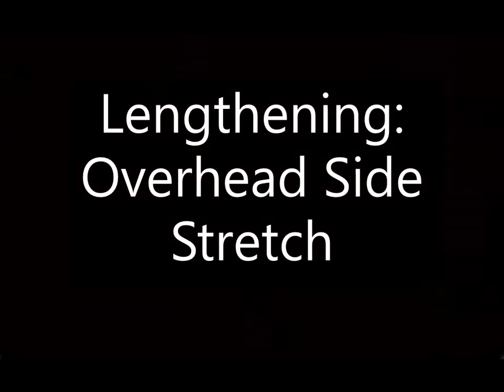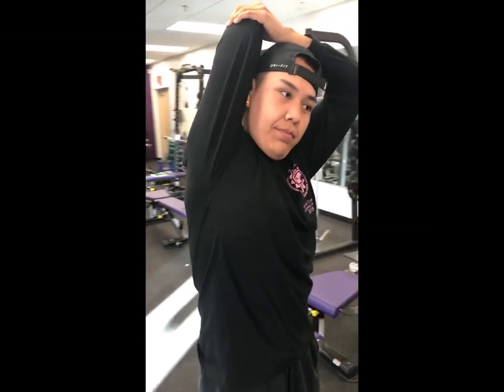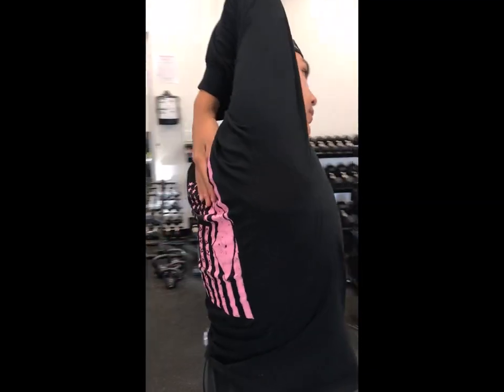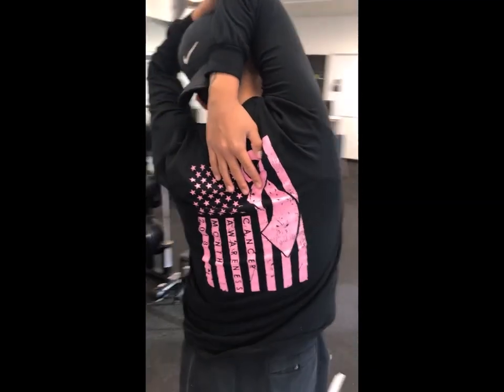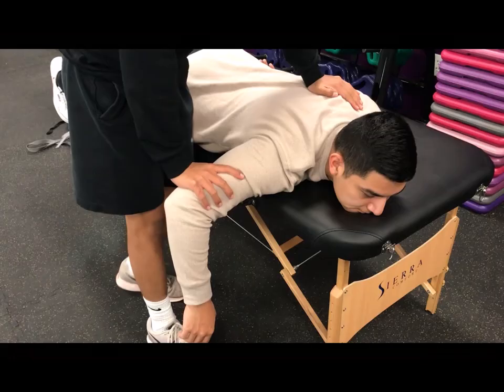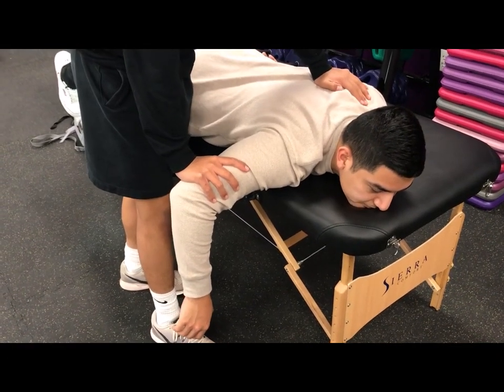Next, we will lengthen the latissimus dorsi to reduce the stiffness caused by overactiveness and to increase range of motion. This is performed by reaching over your head and pulling your upper body to the side for a 30-second hold in 4 reps.